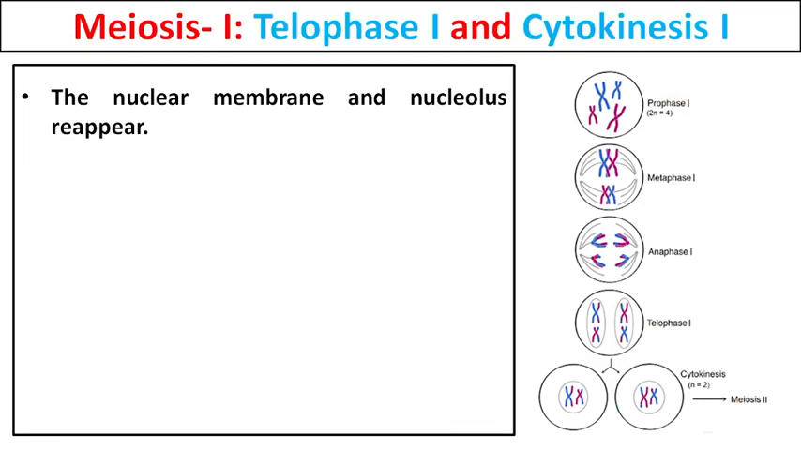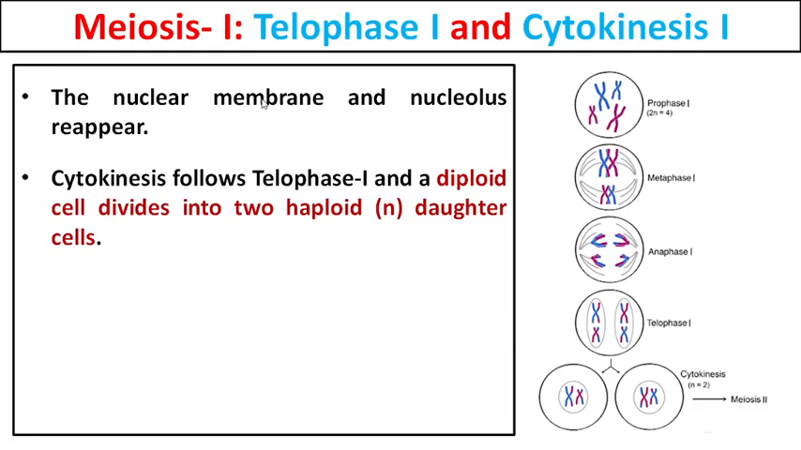Then you have telophase 1 and cytokinesis 1. In telophase 1, the nuclear membrane and the nucleolus reappear. This is still one cell, so you have to divide it. So cytokinesis follows telophase 1, where the diploid cell, this is still a diploid cell, but when it divides, it will now give rise to two haploid daughter cells.